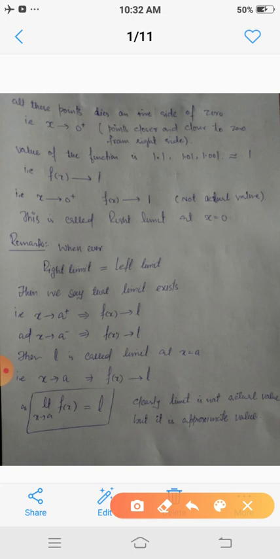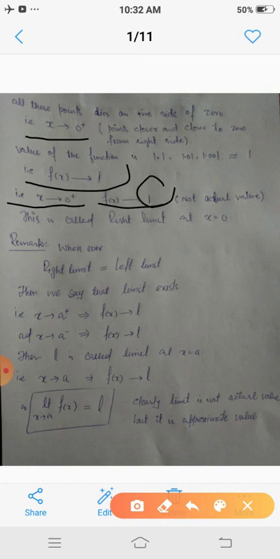At all these points from the positive side of 0, x tends to 0 positive, infinitely many points, the value of the function tends to 1. So this can be written as: whenever x tends to 0 positive, f of x tends to 1. This 1 is not the actual value, it is the approximate value, because we are not taking x equals 0, we are considering only those points which are either less than 0 or slightly greater than 0. This one here is called the right limit of f at x equals 0.